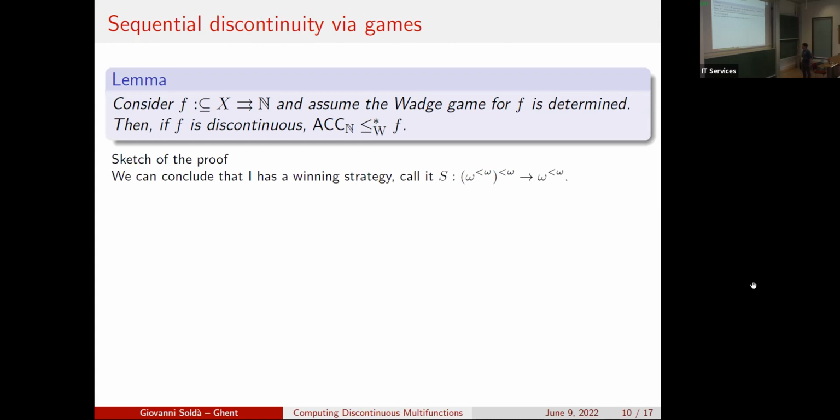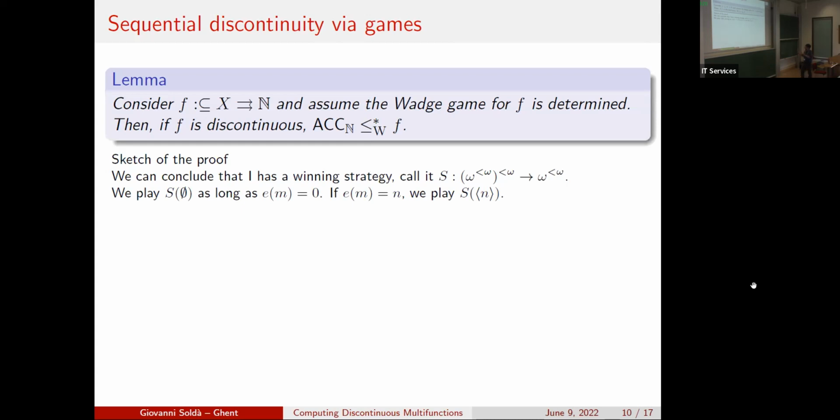And the sketch of the proof is essentially to go back to what I was telling you at the end of the previous slide. So we can conclude by determinacy that player 1 has a winning strategy. We can call it S. And then what do we need to do? Essentially, not much, in the sense that in order to prove the reduction, we can just pretend that player 2 is playing the empty set as long as the enumeration enumerates nothing.